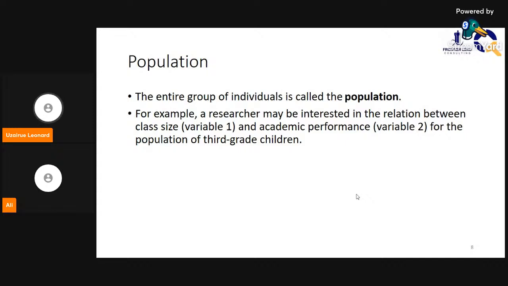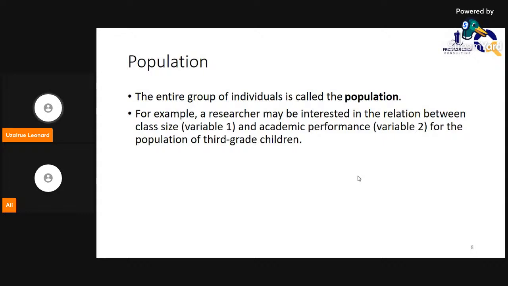Now, remember that we have different variables here. The first variable is the class size, and we are trying to check the relationship between one thing and the other. Then the second thing we want to check is the academic performance of the pupils. So that makes up the second variable. So we are invariably comparing the first variable, which is the class size, to the second variable, which is the academic performance.